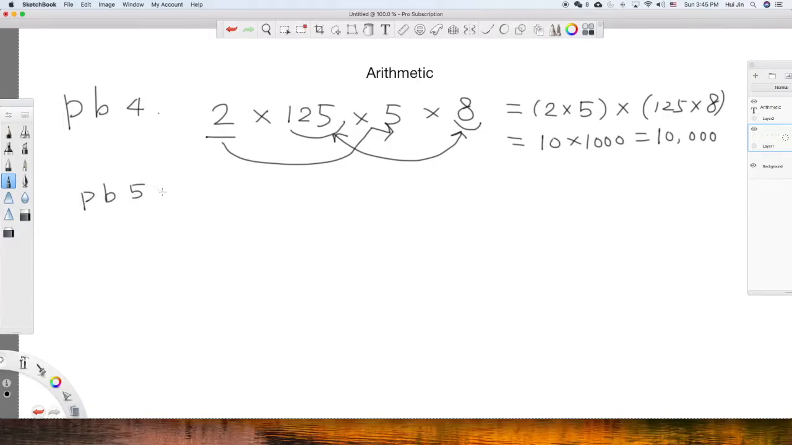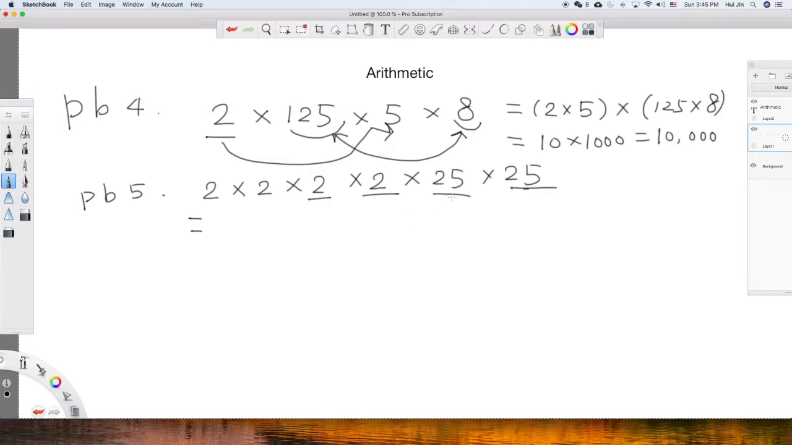Problem number 5. How about I calculate 2 times 2 times 2 times 2 times 25 times 25. All right, this problem is actually very similar to the first problem, except you don't see directly the pairing. Well, actually, you can see the pairing. I mean, you can just pair 2 times 25. It's simple enough, 2 times 25.